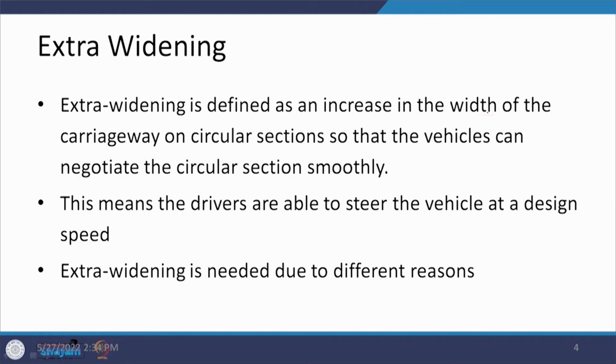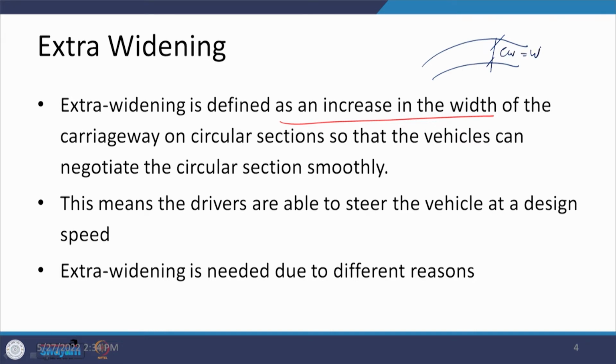So, the very first thing is, what is this extra widening? This extra widening can be defined as an increase in the width of the carriageway on the circular section, so that the vehicles can negotiate the circular section smoothly. It means that at this particular section we are going to have more width, and we need to see what type of increase we are going to make on the width of the carriageway, which is W.